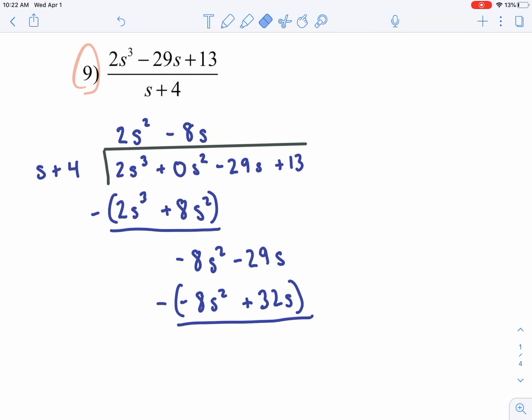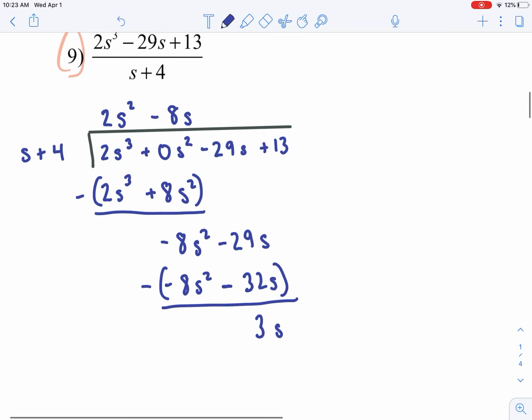I made a mistake there. It was negative 8s squared. There should be a minus sign in here. And I've got negative 29s minus 32s for negative 3s... Just got to be very careful. Bring down the 13.